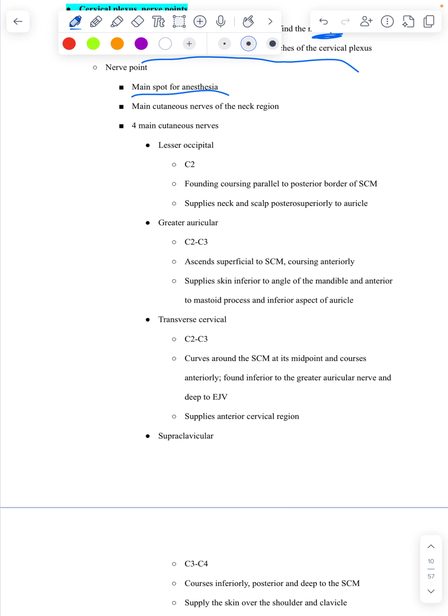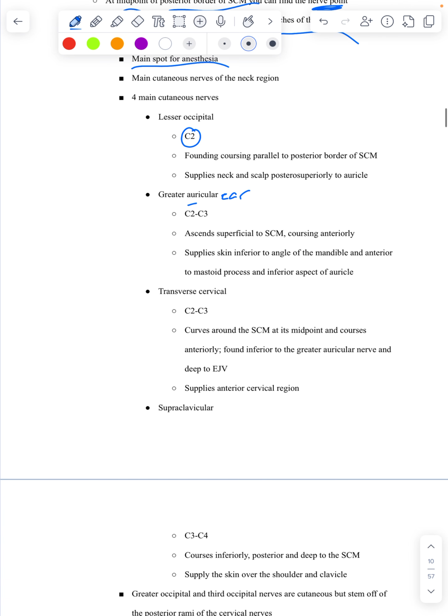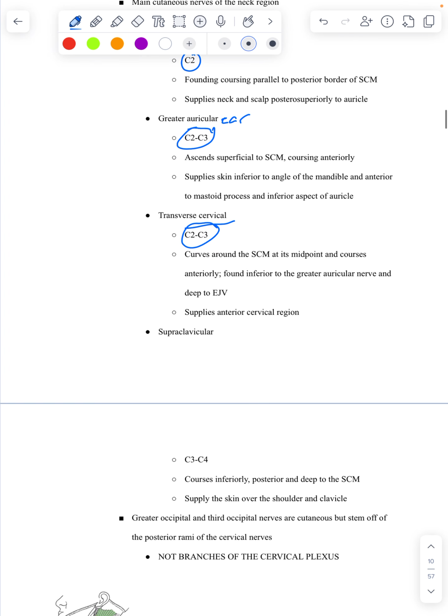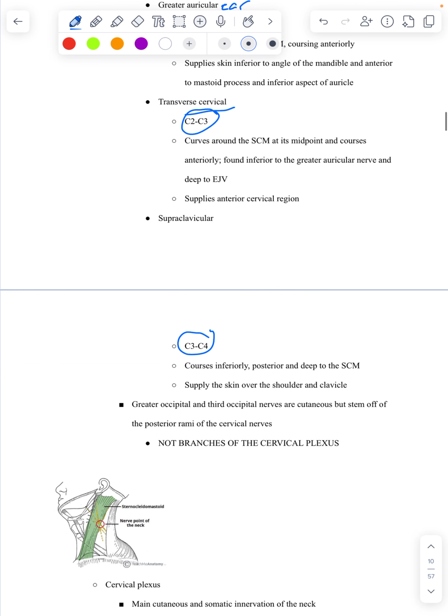So based on the names, you can kind of tell which one's higher and which one's lower. So lesser occipital is going to be like the back of the head area. So this is going to be the highest one, C2. When we say auricular, this has to do with the ear. So your ear is a little lower. Transverse cervical, so the cervical part of your neck, is also a little bit lower, because now we're in the actual ear to upper neck range. So these are going to be C2, C3. And then supraclavicular, now we're lower down. This is going to be C3, C4.